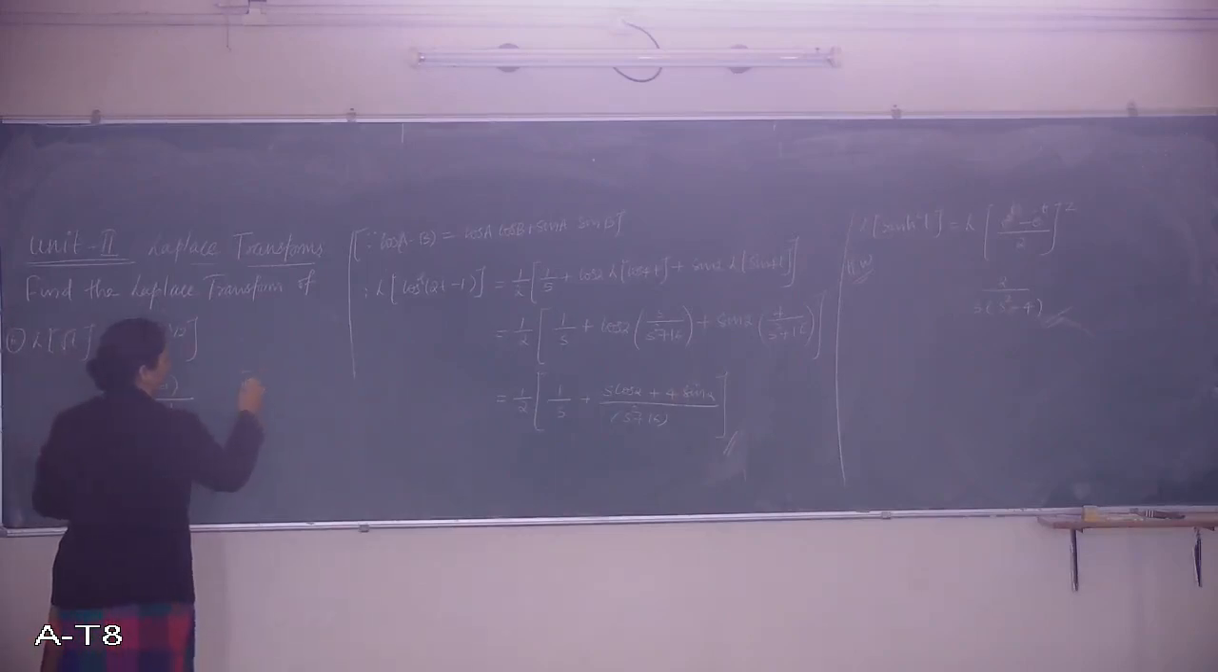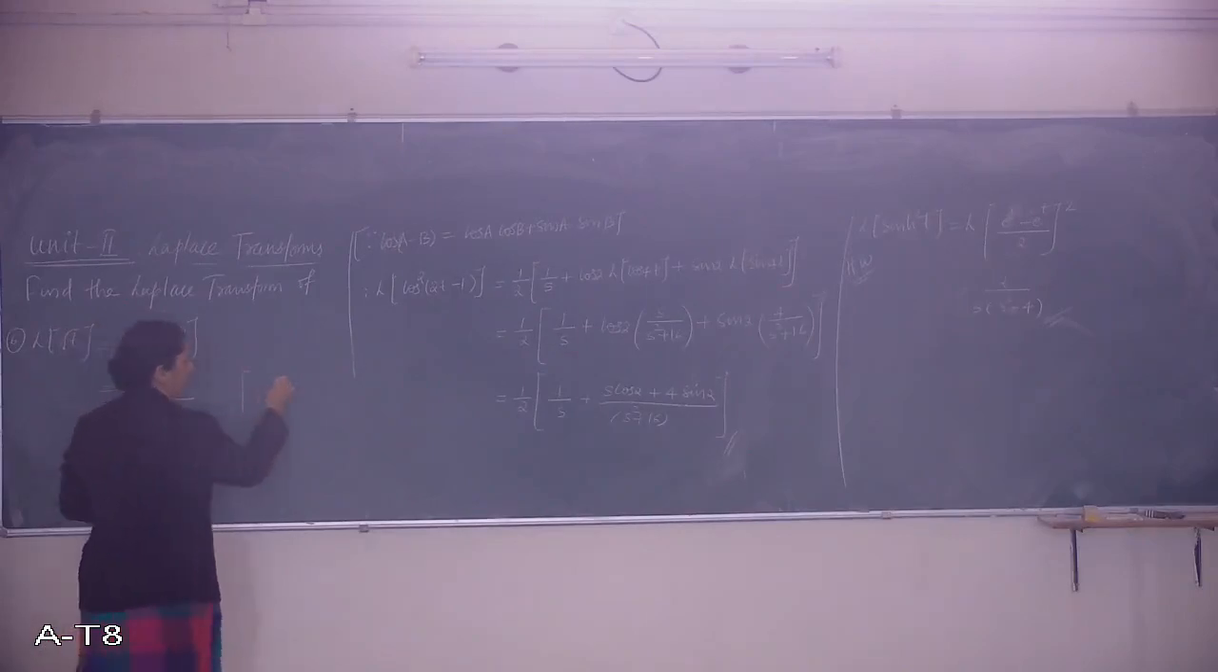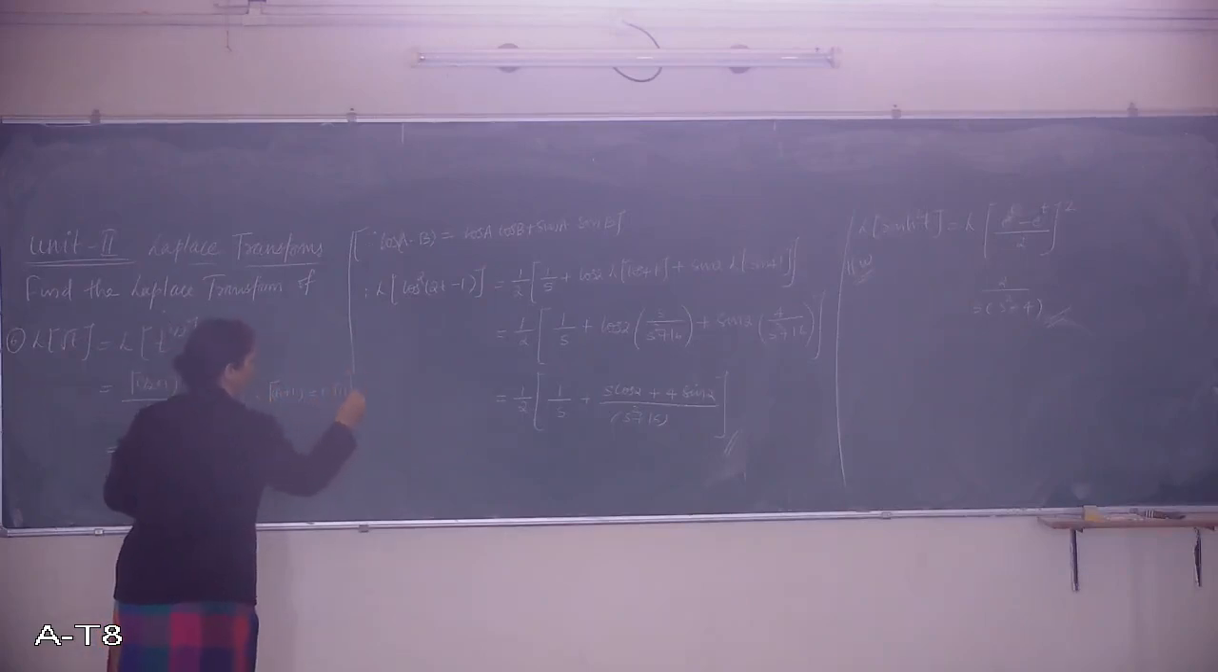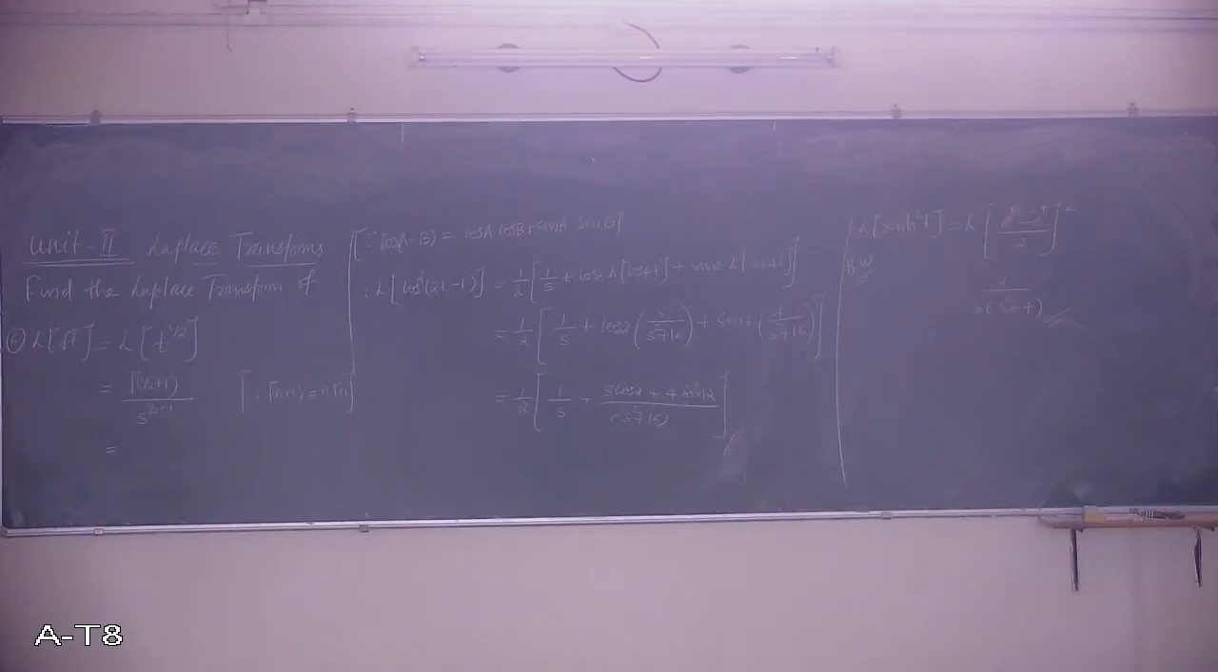Here, gamma of n plus 1 is equal to n into gamma n. This is the formula for gamma of n plus 1. Applying it to gamma of 1 by 2 plus 1, here the n value is 1 by 2. So it is 1 by 2 into gamma of 1 by 2, divided by s to the power 3 by 2, since 1 by 2 plus 1 is 3 by 2.